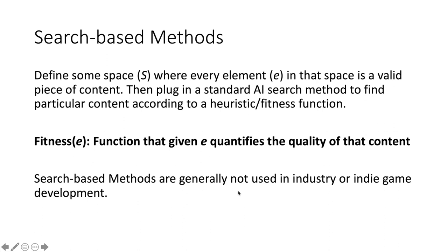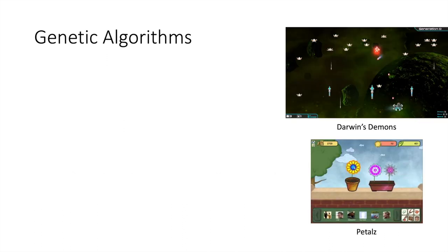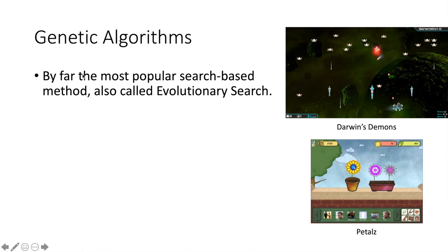Now, search-based methods are generally not used in industry or indie game development. We'll talk about why in just a sec. The one that's most commonly used is genetic algorithms. This is a method based on Darwin's theory of evolution. It's shown up in a few games, mostly ones that have had academics involved. Darwin's Demons is a game where the enemies evolve as you play to adapt to you, and Petals is a game that models the way that flowers change across generations. It is by far the most popular search-based method, but again, search-based methods are not particularly popular themselves.